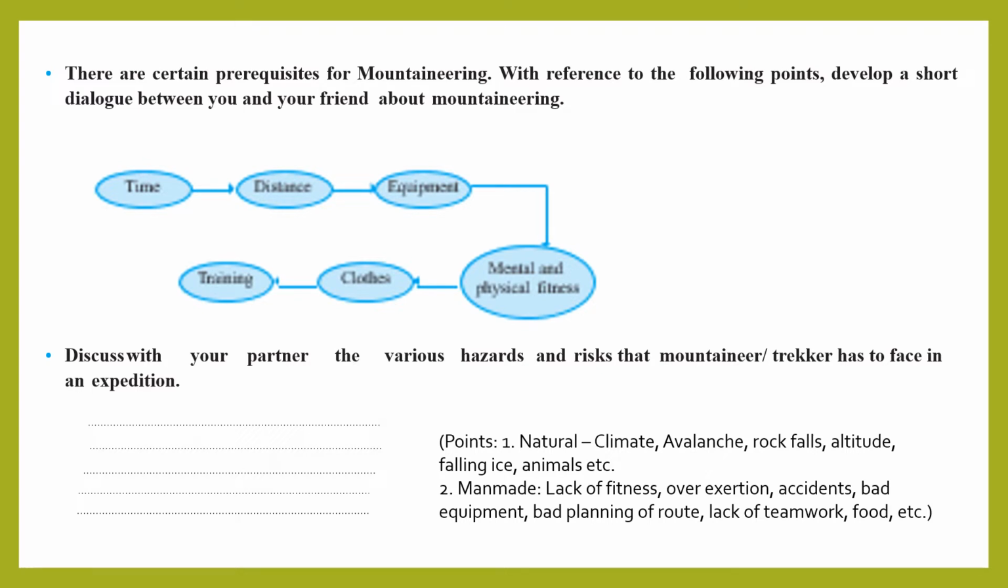Next is discuss about mountaineering or trekking expedition. So what are the hazards and risks, the problems that you will be facing while going for an expedition? So two types of problems you can face, that are natural and man-made. Natural problems can be about climate, avalanche, rockfall, altitude, falling ice, animals. Then man-made: lack of fitness, overexertion, accidents, bad equipment, bad planning of route, lack of teamwork, food, etc. So all these types of hazards and risks you will have to face for going for a trekking or an expedition.